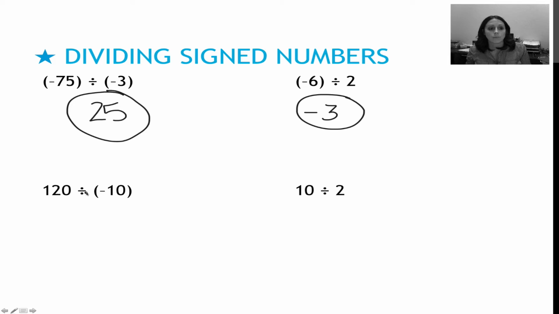For my third, I have 120 divided by negative 10. Again, forget about the negatives for a moment. 120 divided by 10 would be 12. And then a positive divided by a negative is a negative because there's only one negative. And last one, 10 divided by 2 is 5. And I don't have to worry there about any negatives because all of the numbers are positive.